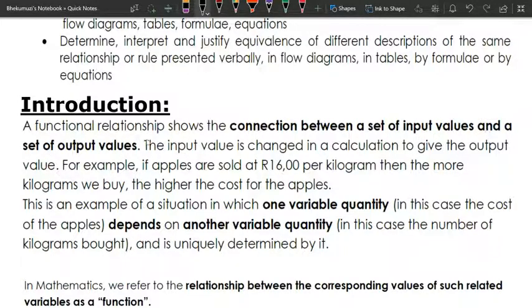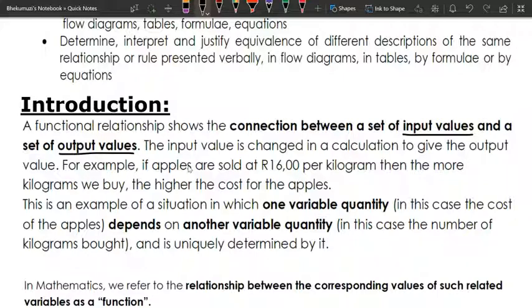So the introduction here is that a functional relationship shows the connection between a set of input values and a set of output values. Now this is quite important for you to know the difference between an input and an output value. The input value is the value that you put into the function, and then the formula changes that particular value into an output value. What does that mean? It means that in actual fact the output value is dependent. It depends on the input value.